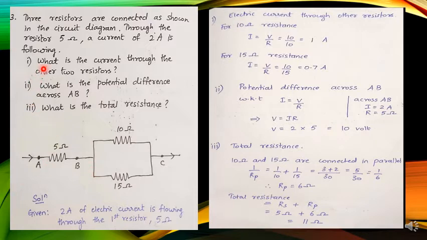Now coming to the first question, what is the current through the other 2 resistors? So the other 2 resistors are 10 ohms and 15 ohms. We have to find the current through these resistors. First one, for 10 ohms resistance, current formula is I is equal to V by R. Just now we found voltage is 10. What is the R value? R is 10 ohms, because we are finding this resistor only. So 10 by 10 is 1. Therefore the current that is flowing through 10 ohms resistance is 1 ampere.